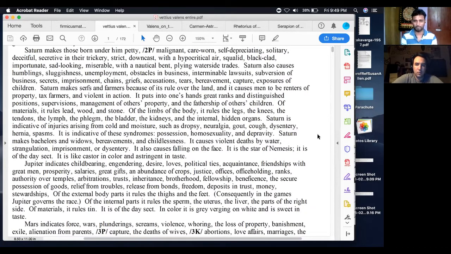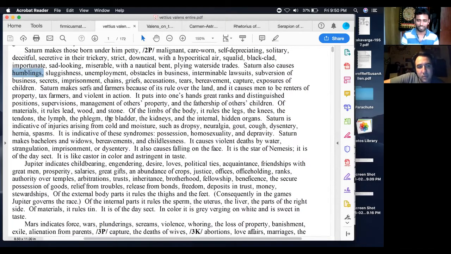So yeah, most of these things like imprisonment, griefs, chains, accusations, tears, bereavement, capture, subversion. Okay, that's a lot of negative stuff, but still, these are associated with Saturn in all the traditions, and we can easily relate to all these things. So Saturn causes distress or depression and stuff. They have also mentioned humbling. That is the other side of Saturn, which makes us stay within ourselves and not jump too much on what we are or what we have done.